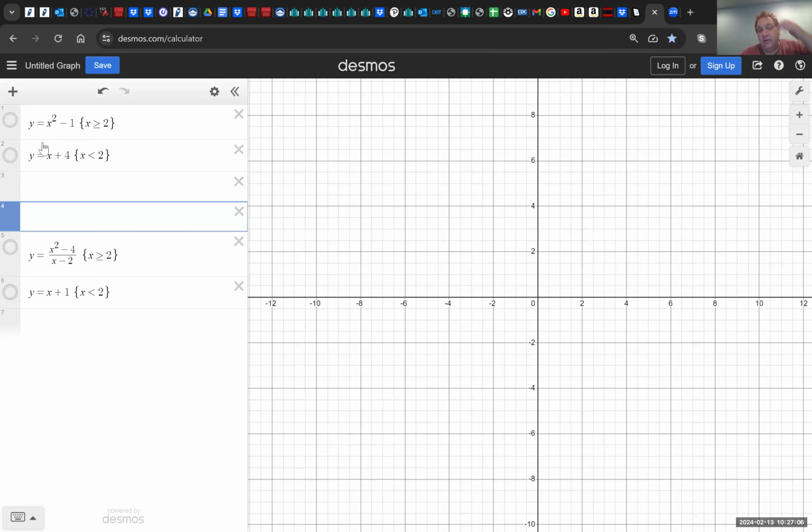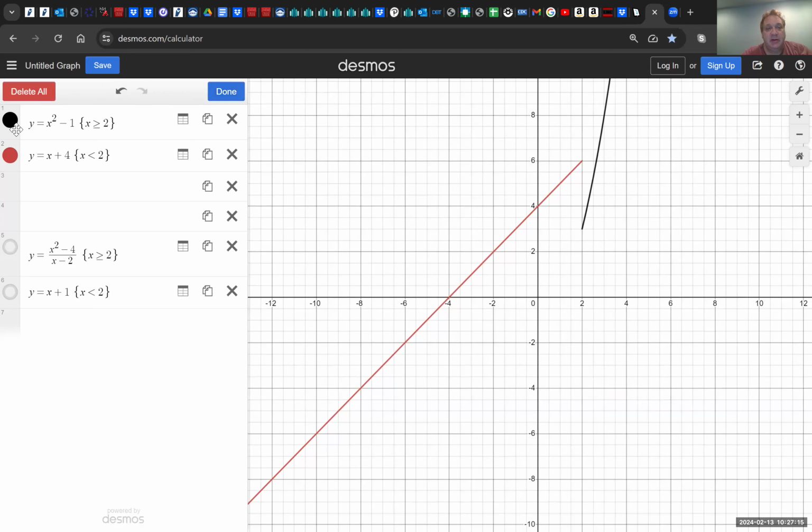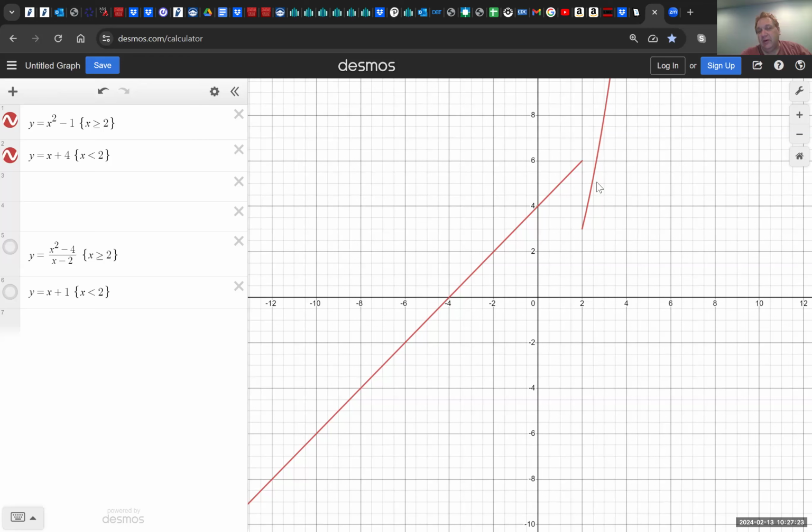Okay, so in order to type this piecewise function into Desmos, I just created the two branches here and here. Let me change them so they have the same color, because it is the same function. It's just two branches of the same function. So there's the two branches, and you can see visually they really don't look like they connect. This line went up to 6, and the parabola goes here to 2, 3.